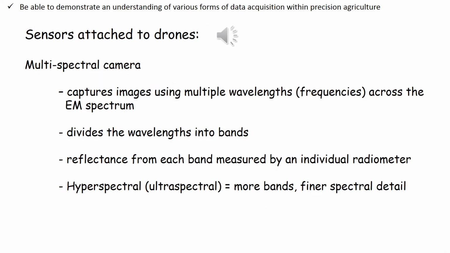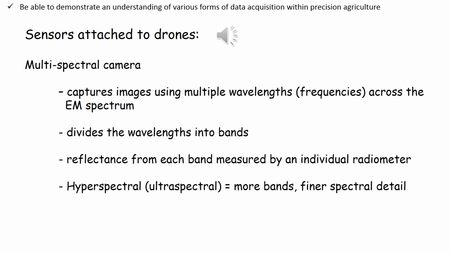So the multispectral camera, as we have just seen previously, is one that has several radiometers attached to it, which allows it to capture images from multiple wavelengths across the electromagnetic spectrum. So it's capturing images based on reflectance from the different colours, each colour representing the different wavelengths. Those wavelengths are classified into bands, and each individual radiometer measures a different band. The more bands that a camera has, the finer the spectral detail will be of the image.